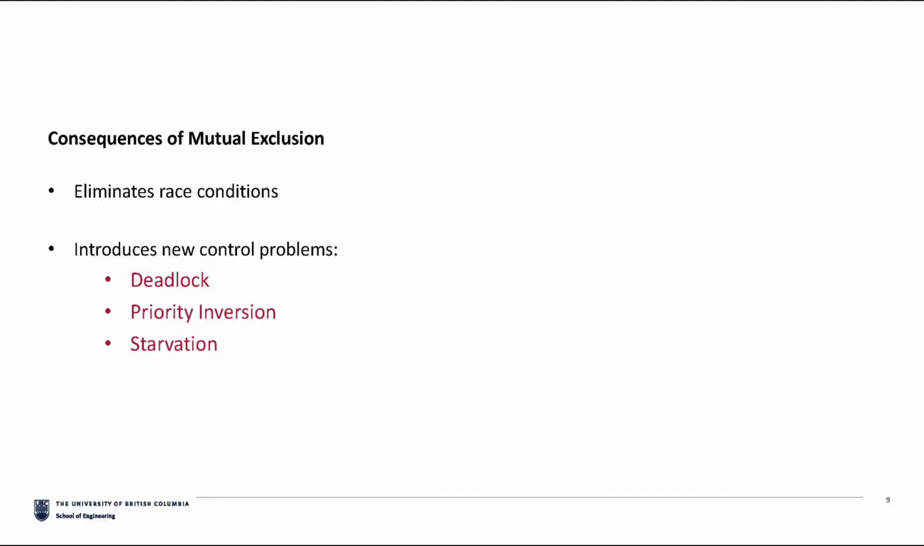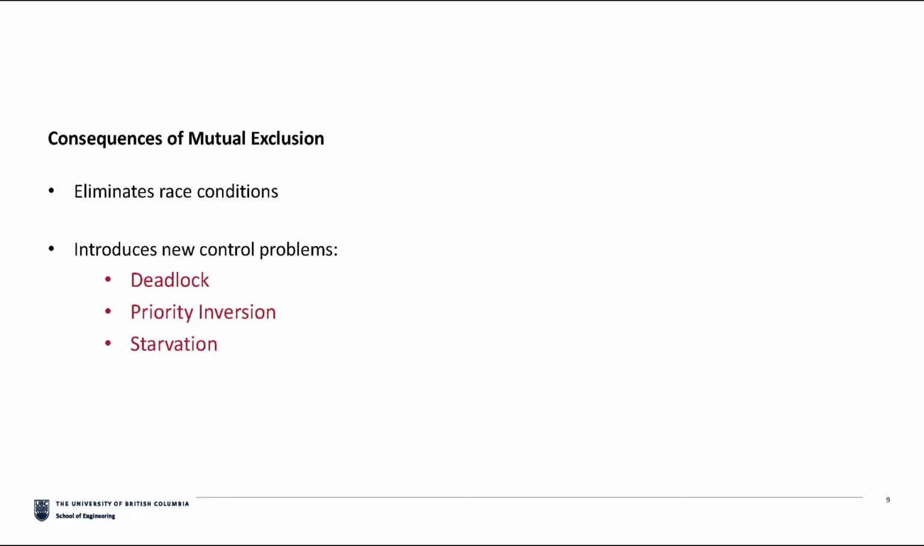Using mutual exclusion has some consequences, however. Although we can usually eliminate most race conditions, semaphores also introduce a number of other considerations, such as deadlock, priority inversion, and starvation. Deadlock is a condition where two different processes are waiting to acquire a semaphore, but can only do so once the other has released it. Because neither can release their respective semaphore, the program cannot progress.